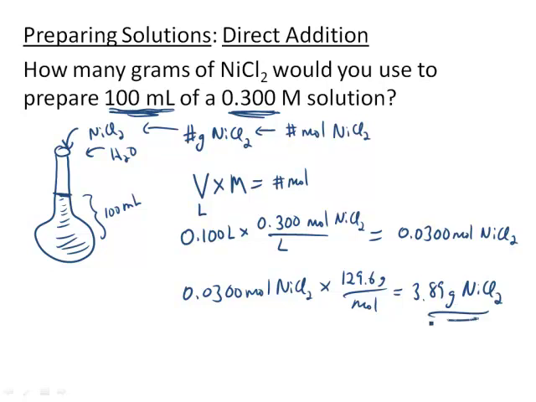And so what you'll do is you take the 3.89 grams of nickel chloride, you'll put it in here, you'll add water, you'll mix it up, and you keep adding a little bit of water, mixing it up until you get up to that exact line there in the volumetric flask, and then your solution's made, and you know exactly what its molarity is. So that's one way of making a solution. The other way is by dilution.